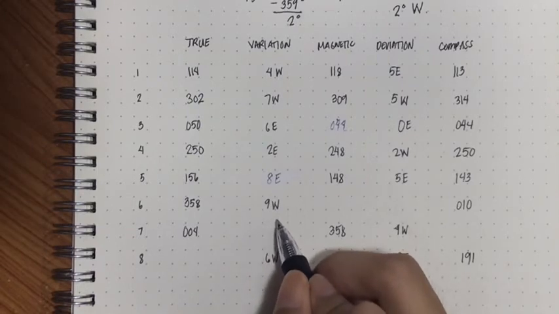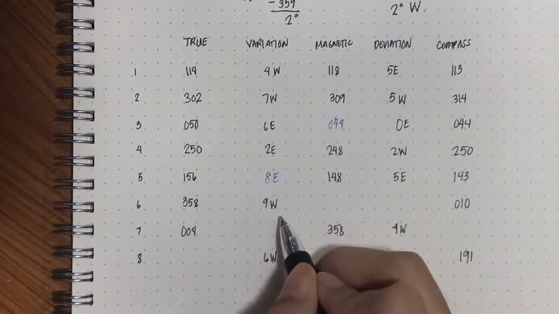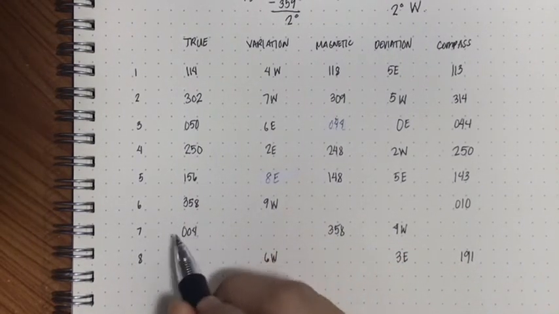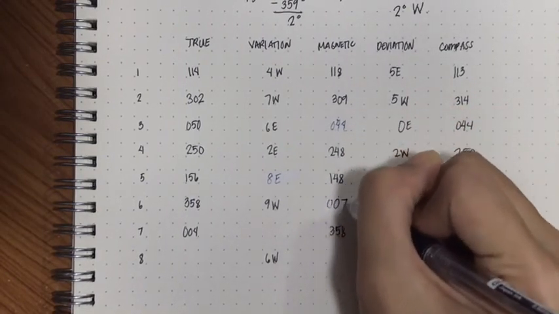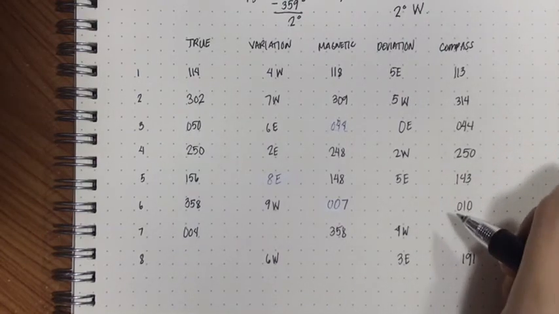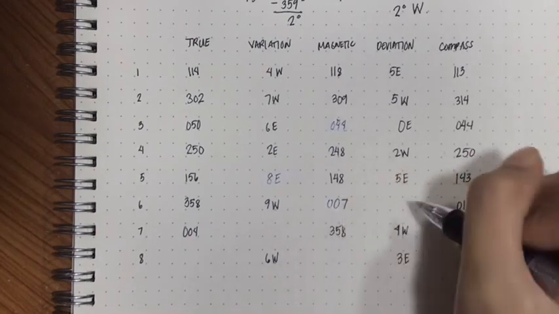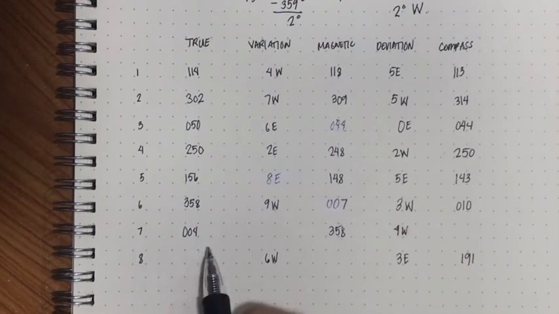Number 6, 358 plus 9 west, that is 358 plus 2, that's 369, minus 2, that's 7, so that's 007. So the compass is 010 minus 007, that is 3. So the compass is greater, that is 3 west deviation.